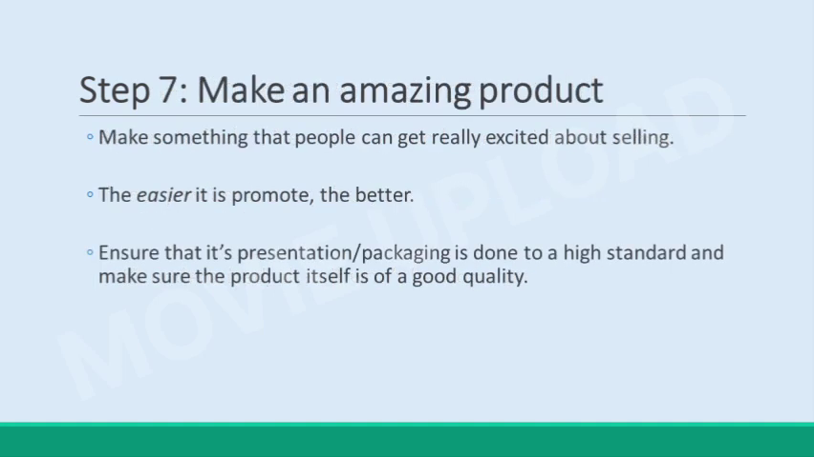Step 7. Make an amazing product. At the end of the day, though, the most important strategy is just to make an amazing product. Make something that people can get really excited about selling and that will be easy to promote. When looking at your item, affiliates are going to imagine how they would promote it and sell it. If it is low quality, then they are not going to see the opportunities, and they'll look for another product to promote instead.